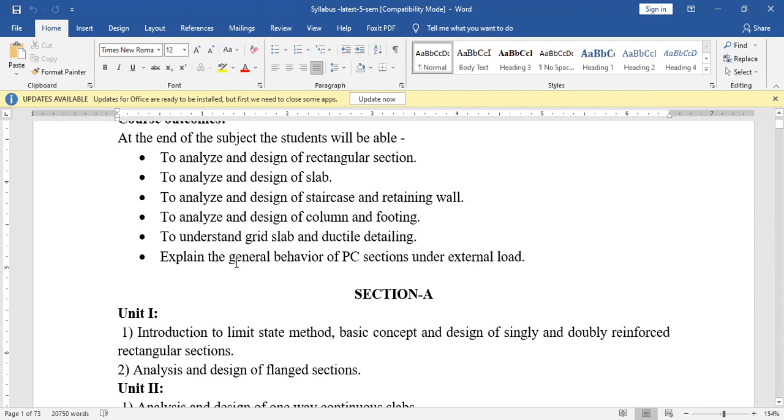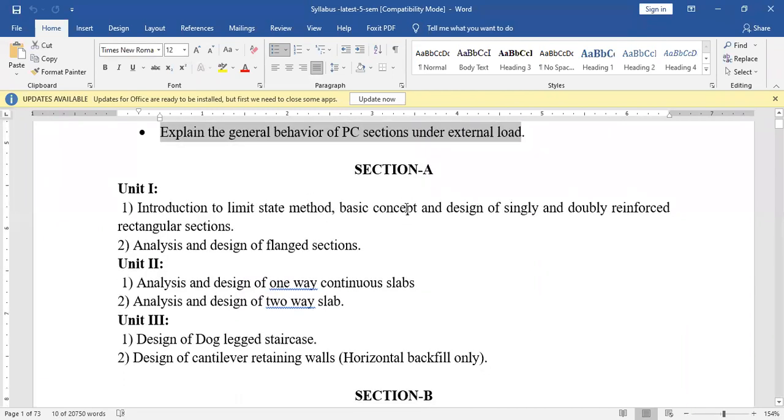And then the general behavior of distressed concrete section under external load. So that is also something you have to go ahead with.